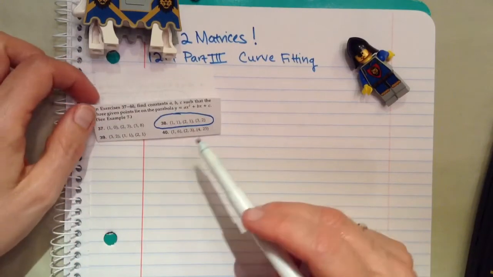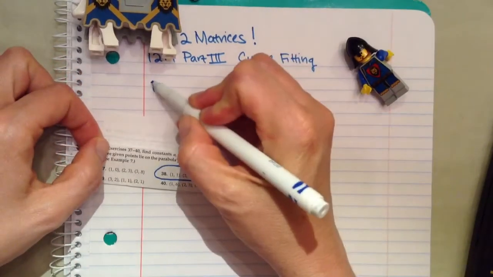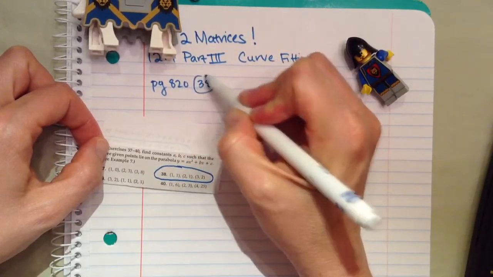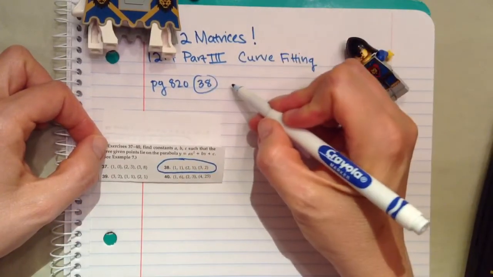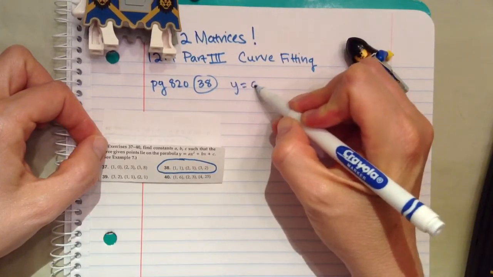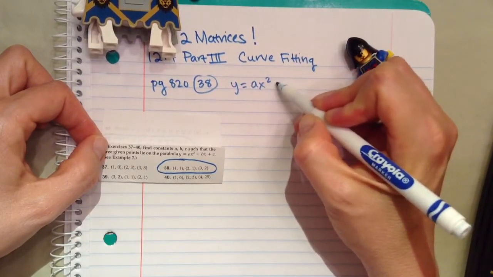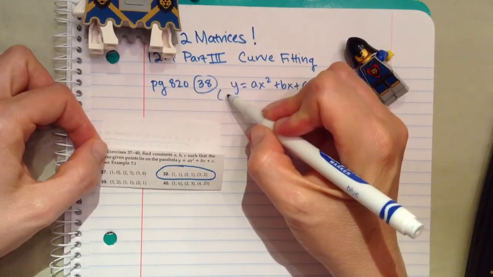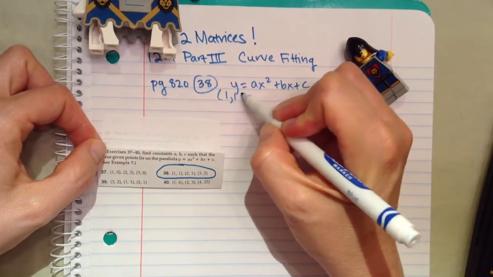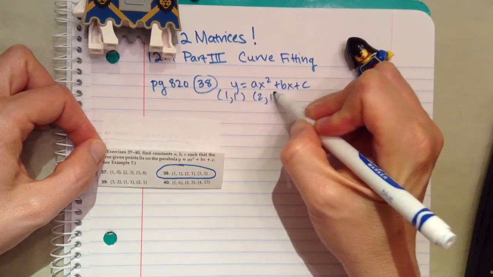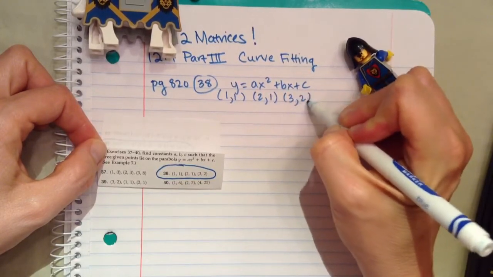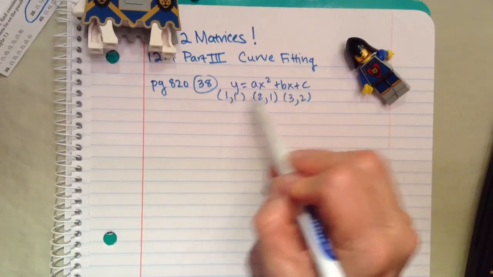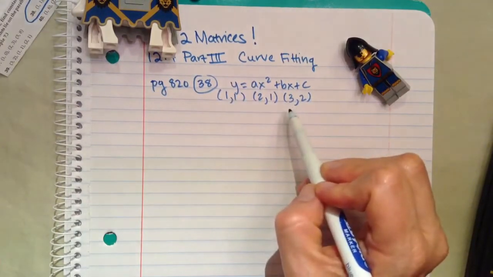Alright, so the first problem is about a parabola. So we're on page 820 of our book, and this is number 38. And we have to find the equation of a parabola. The generic form is ax squared plus bx plus c, and it has to go through these 3 points, which are (1, 1), (2, 1), (3, 2). So basically what we have to do is figure out what a, b, and c are that make this equation go through these 3 points.